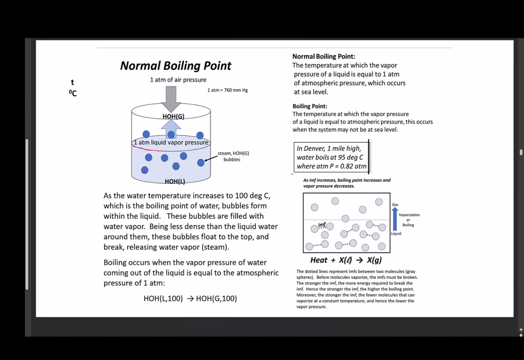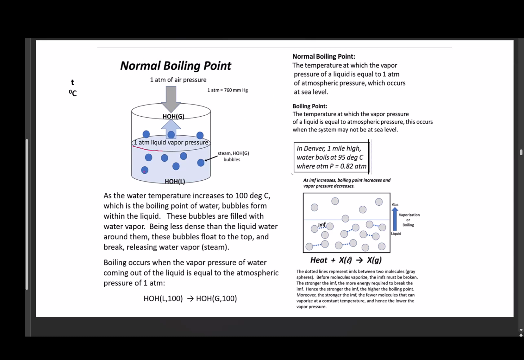When the upward vapor pressure coming out of the liquid is the same as the atmospheric pressure, boiling happens. You have an equilibrium. If you put this in a closed system here, you'll have an equilibrium between the rate of evaporation and the rate of condensation. If you're not in a closed system, then the water is just going to boil away or evaporate away.